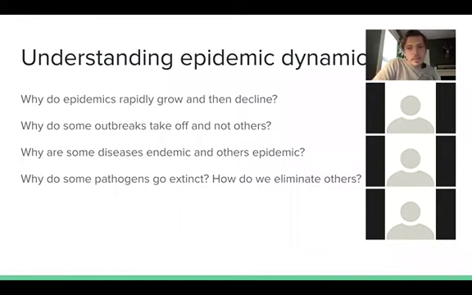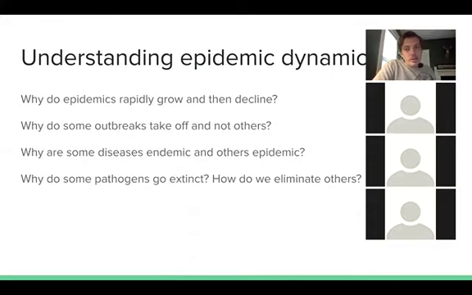So the types of questions that we're going to hope to be able to address with our models today are, why do some epidemics rapidly grow when others don't? And why do epidemics ultimately decline? Why do some outbreaks take off and others do not? I think this is a question on a lot of people's minds, especially recently with COVID-19. We'd like to be able to know why this particular SARS-like coronavirus was able to enter the human population and take off, whereas earlier coronaviruses entered the human population but did not cause a global pandemic.